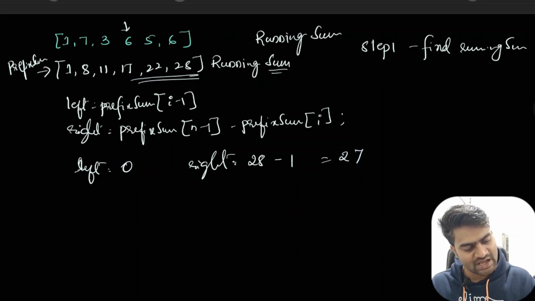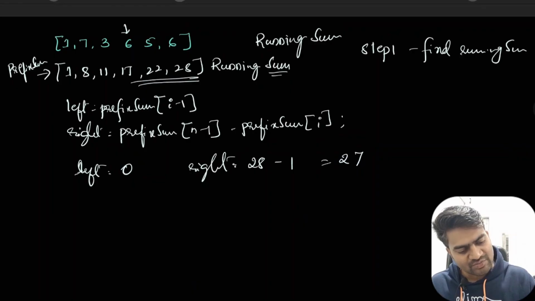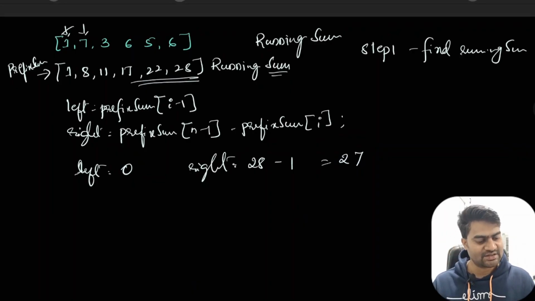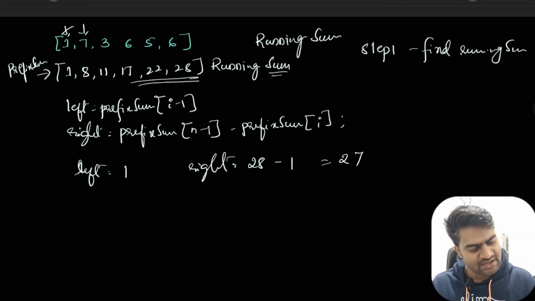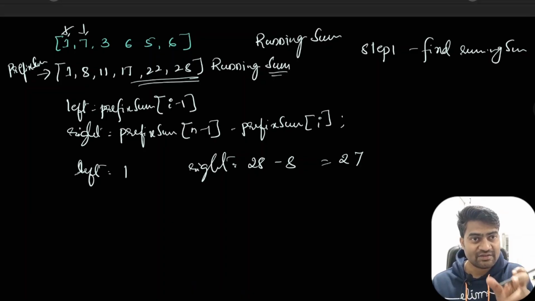Now I will move to the next number. This is the first number I finished, so I move to the next number. Now my left will be 1, correct, right? Left will be 1 and my right will be 28 minus 8, because we need to consider the current value's prefix.